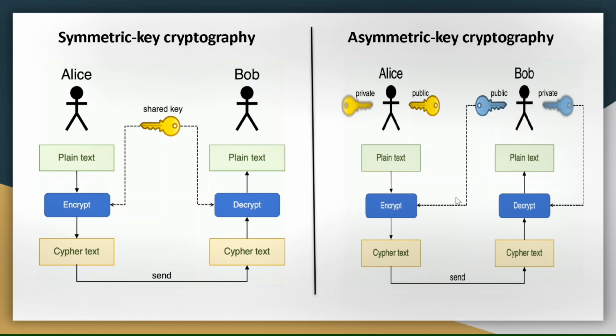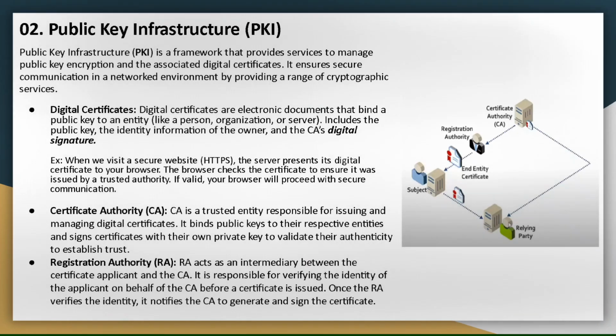How is this happening, like how Bob is able to decrypt the data using his private key, just because Alice used his public key to encrypt the data? We need to understand how this is happening behind the scenes. So let's get to another part: how public key infrastructure works.